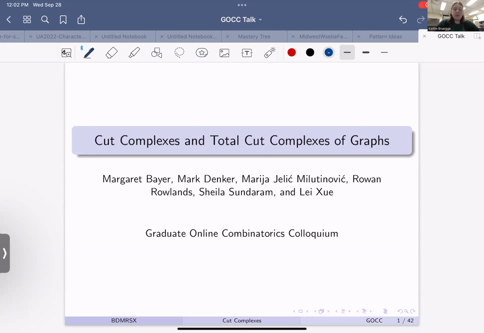Today we have our speaker, our very own Mark Denker from the University of Kansas, talking to us about cut complexes and total cut complexes of graphs. So take it away, Mark.